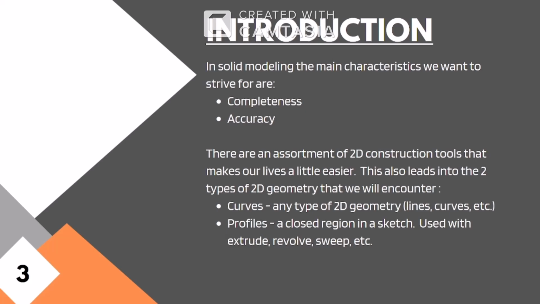So the main thing that we're shooting for in our sketches in modeling is completeness and accuracy. There are a numerous amount of different 2D construction tools that will make our lives easier as we're sketching our different profiles in our 3D modeling program. So this kind of leads into what the program calls these two types of 2D geometry. Curves, which can be any type of 2D geometry, so lines, arcs, ellipses, those are all considered curves, single geometric entities.